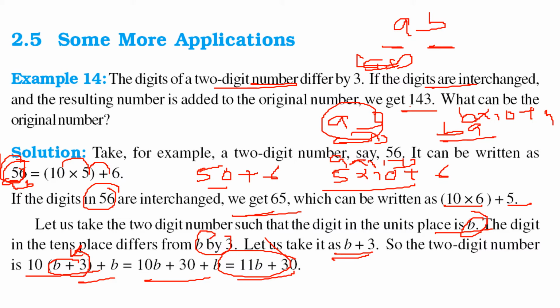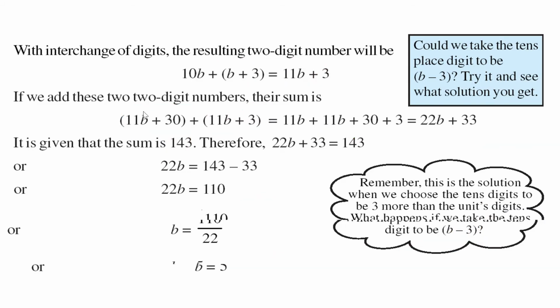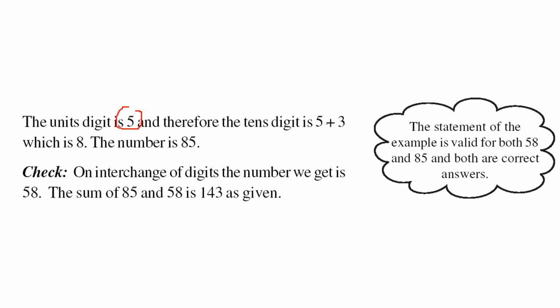Two digits differ by 3. So when we exchange the number, when we take b into a, the number will be different. That will be a different number; ab and ba will not give us what we desire. That is why we have not taken one as b and the other as b minus 3, because the question clearly says one is 3 more than the other. So the unit digit is 5, therefore the tens digit has to be 5 plus 3, which is 8, so the number is 85. You can just check: 85 plus 58 is 143.